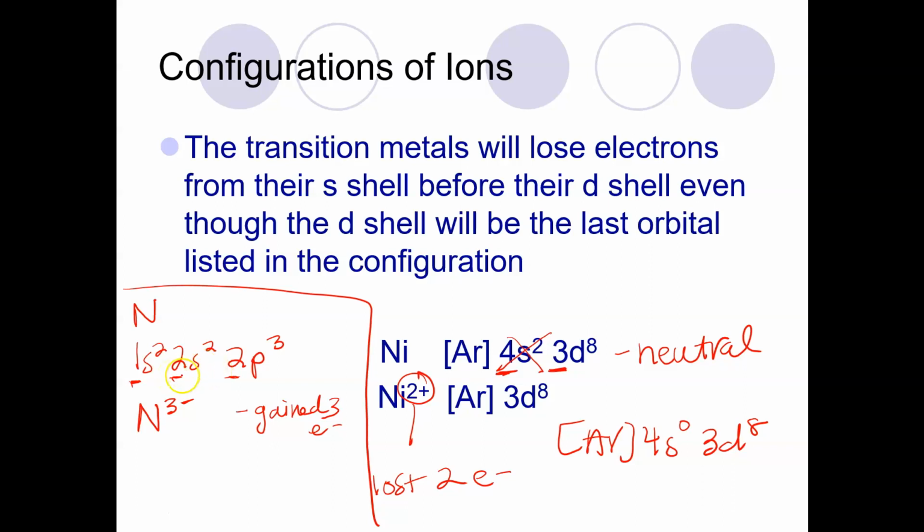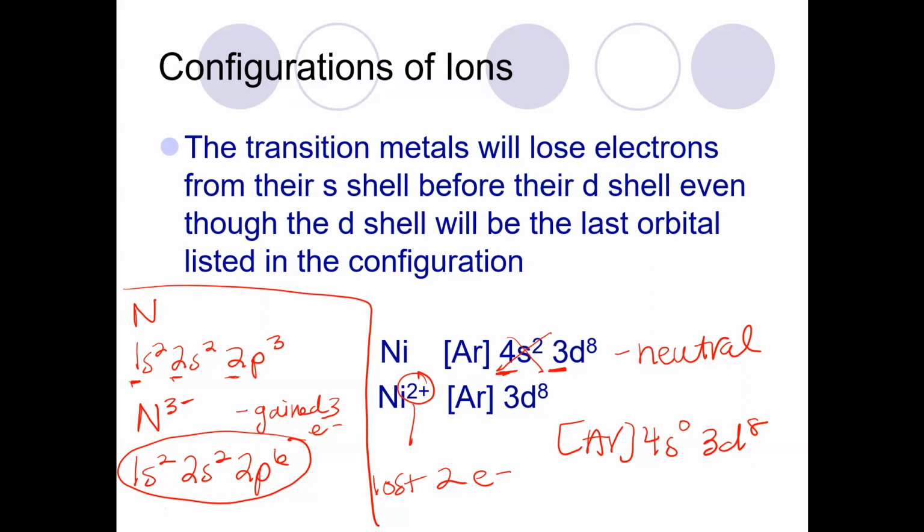If we're gaining 3 electrons, we have to put 3 electrons somewhere. 3 electrons cannot fit in the 2s. 2s only holds 2 electrons, it's already full. So we're going to have to do this to the 2p. So 1s2 and 2s2 are unchanged. 2p3, I'm going to add 3 more electrons to that, and the p orbital can hold 6, so 2p6. That's the electron configuration for the nitride ion, the nitrogen with a 3- charge.